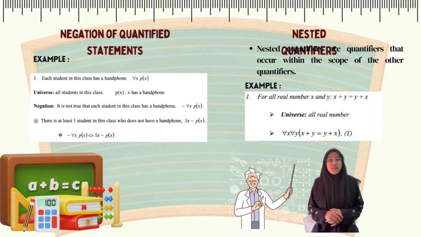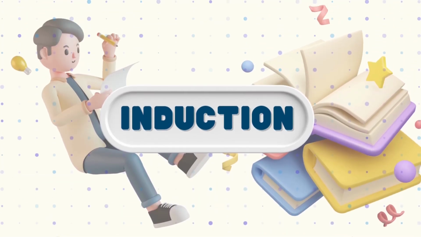The last one is nested quantifiers. Next, we look at nested quantifiers. Nested quantifiers happen when one quantifier is inside another quantifier. Example: for all real numbers x and y, x plus y equals y plus x. Here, we use two universal quantifiers because the statement applies to all real numbers x and y. This statement is true because addition is commutative for all real numbers.